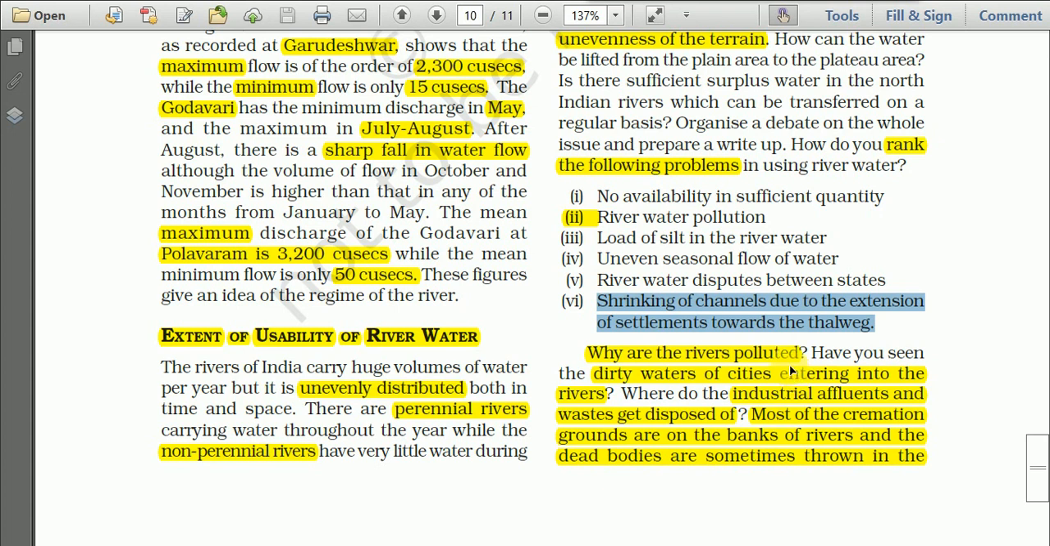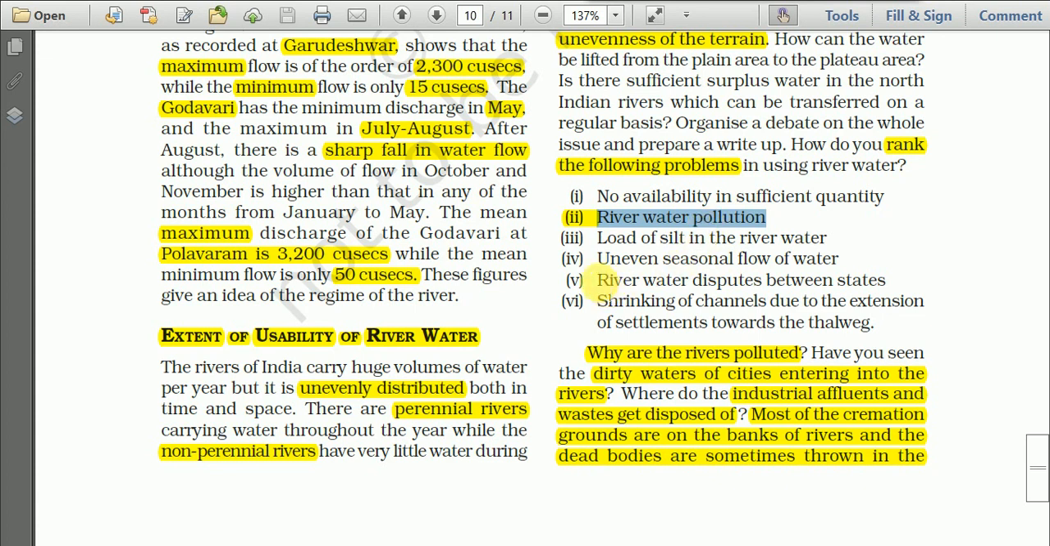Out of these 6 problems, I think the most serious one is the river water pollution. This should be rank 1 in terms of problem. We are facing this problem, river water pollution. This is the most serious one, and if the water is polluted, then we cannot use it, even for industrial purposes. So this is the one, and others you may rank as you like. It is up to you.